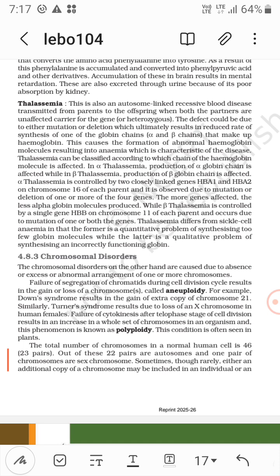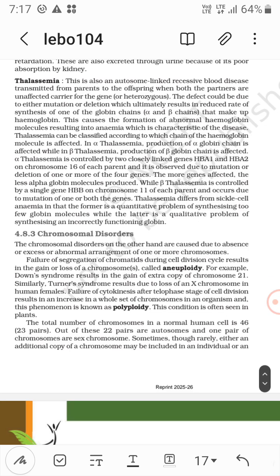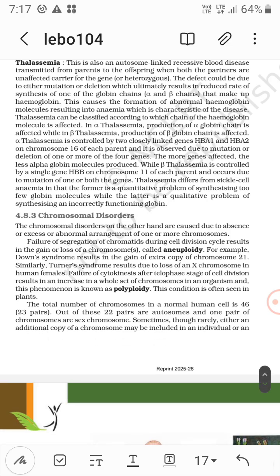So two closely linked genes, one or more of the four genes. The more genes affected, the fewer alpha globin molecules produced. While beta thalassemia is controlled by a single gene, HBB, on chromosome 11 of each parent, and occurs due to mutation of one or both the genes.